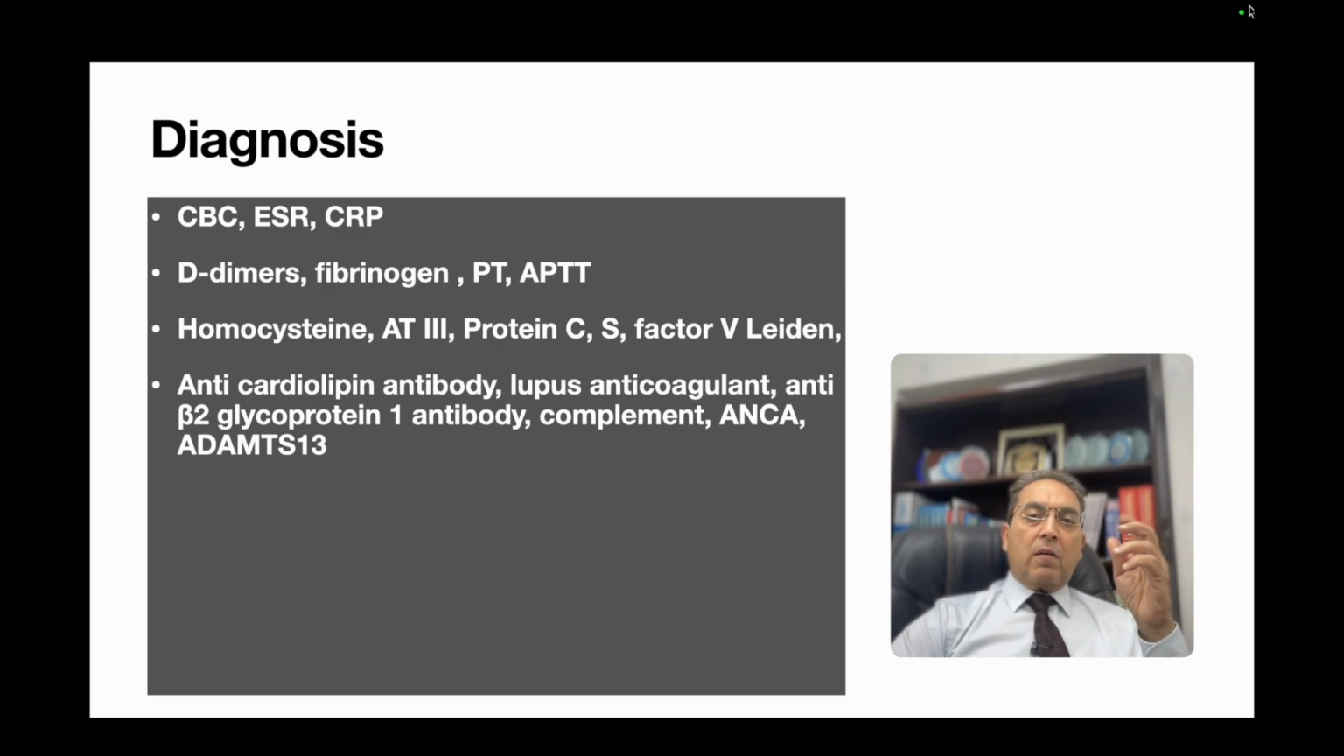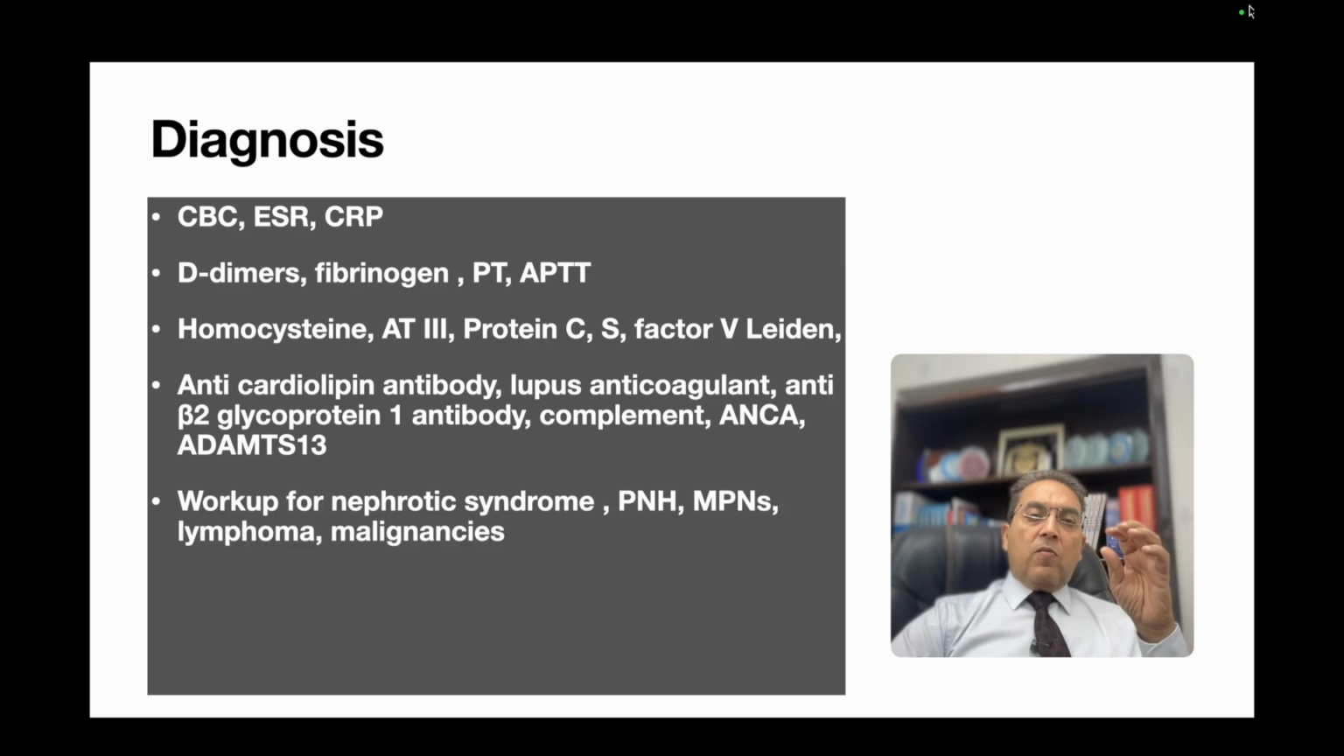And then the anti-neutrophil cytoplasmic antibodies, if they're positive, these are seen in patients who do not have complement mediated injury to the endothelium. And then ADAMTS13, which may be seen in thrombotic thrombocytopenic purpura. And then workup for nephrotic syndrome, that is proteinuria and hypoproteinemia. PNH is also a disease which can cause thrombosis. Then workup for myeloproliferative neoplasm, that includes even JAK2 mutation or bone marrow assessment in some cases. Then workup for lymphoma or occult malignancies.